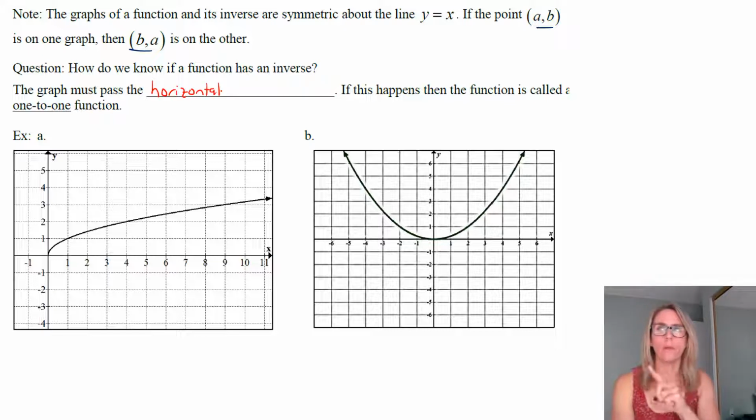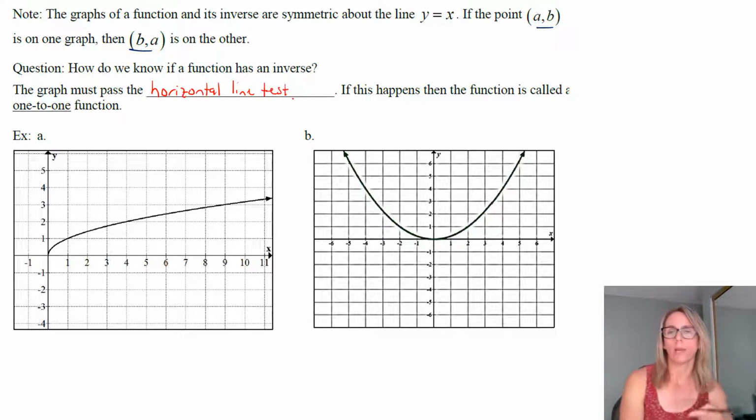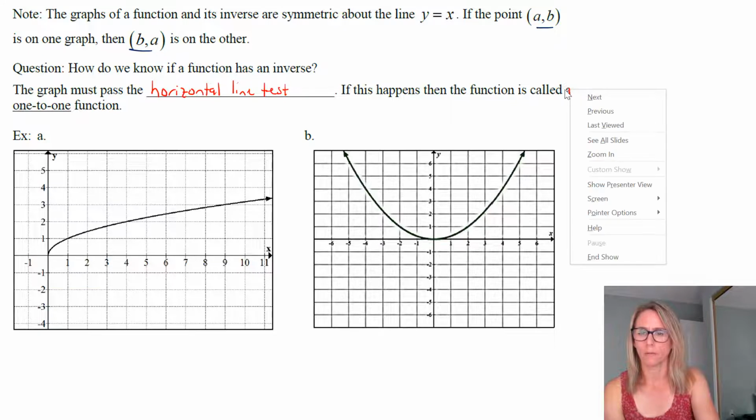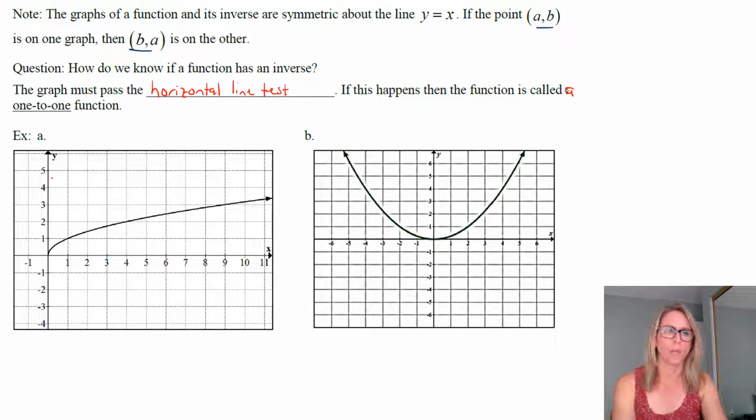So remember, every function passes the vertical line test already. It has to pass the vertical line test to be a function. If it also passes the horizontal line test, then you have a function that can have an inverse. Okay. So we have, looks like my little a here, you have it in your notes, but that should be a nice A.